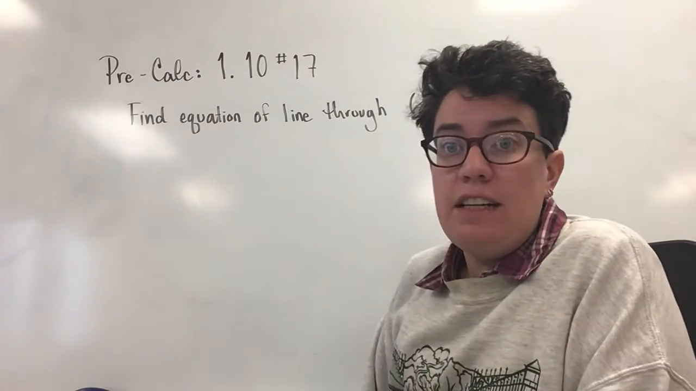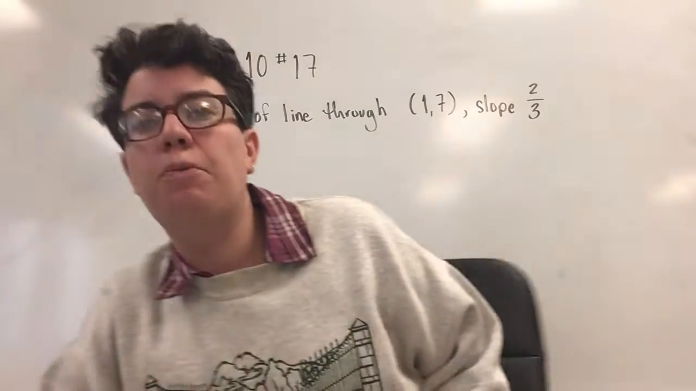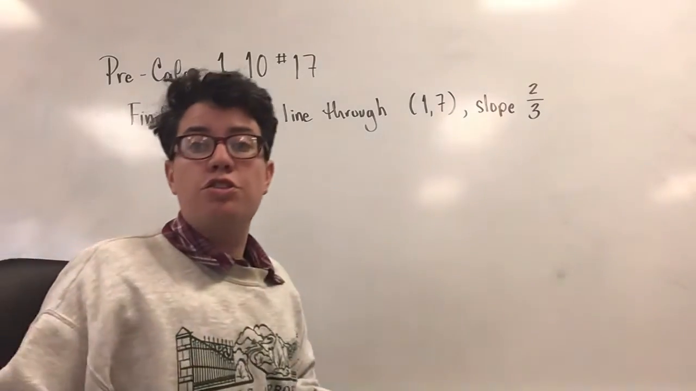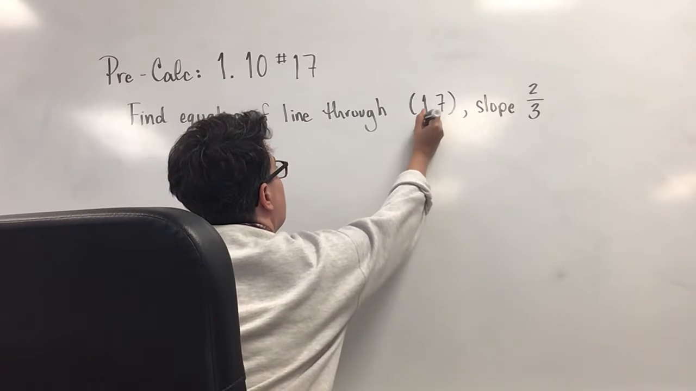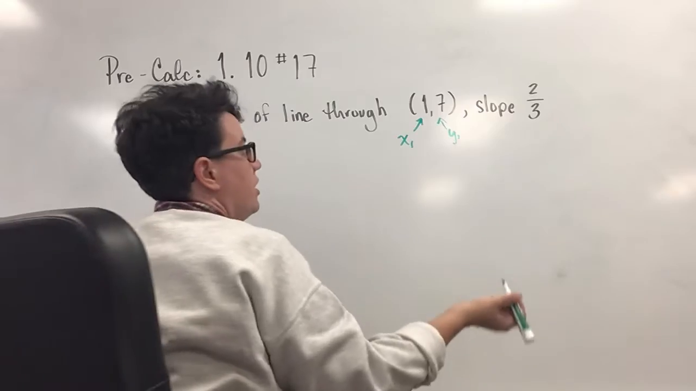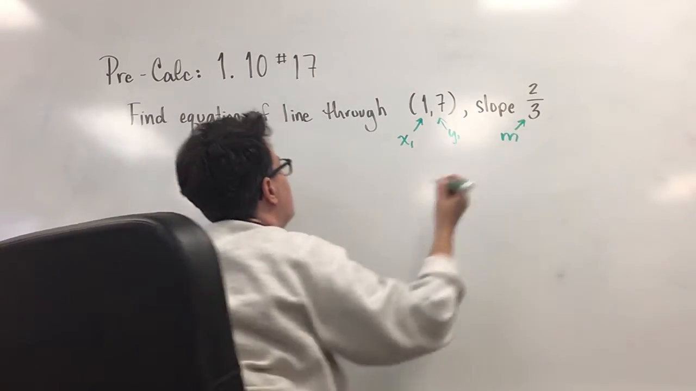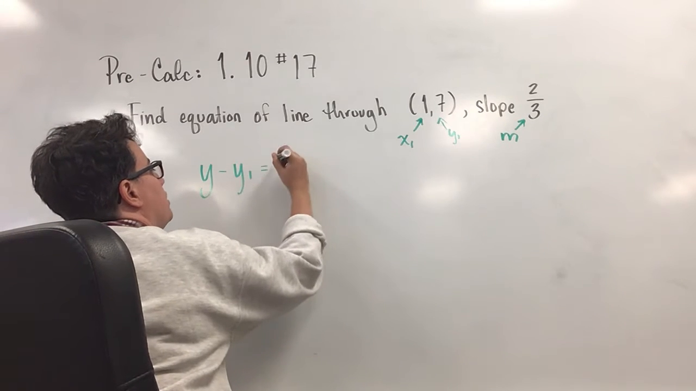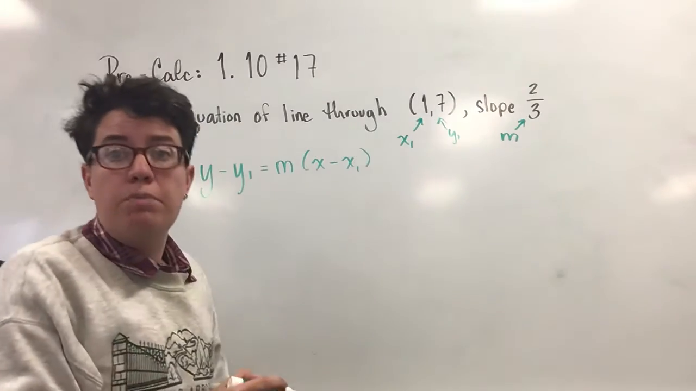So 17 asked, find the equation of a line through the point (1, 7) that has the slope of 2/3. Since I have a point and a slope, I'm going to use point slope form as my starting point. So I've got my variables here that I'm going to plug into the formula. y minus y1 is equal to m times x minus x1. And hopefully this is where most of you started.